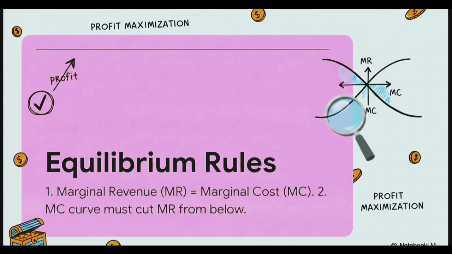Now, how does a firm decide exactly how much to produce to maximize its profits? Pay very close attention right here, because these are the two ultimate golden rules for equilibrium. Rule number 1, marginal revenue must equal marginal cost. MR equals MC. Rule number 2, the MC curve must cut the MR curve from below. Please literally memorize these right now. They are the anchor for absolutely every single graph we're going to look at today.